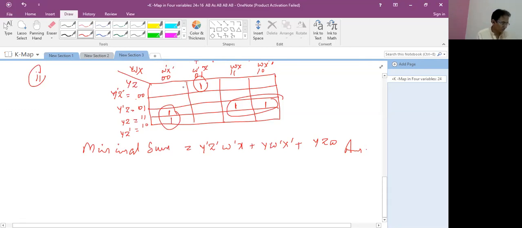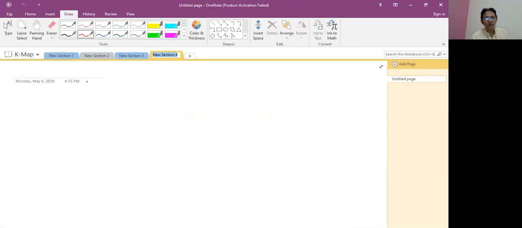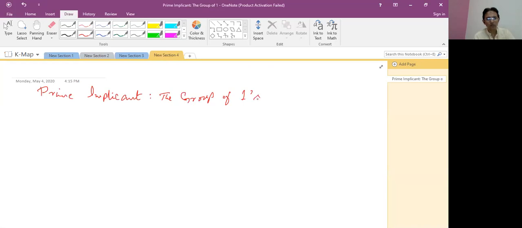Now student, we talk about the prime implicant. So what are the prime implicants? We will use it in this way in K maps. The group of ones is called prime implicant.